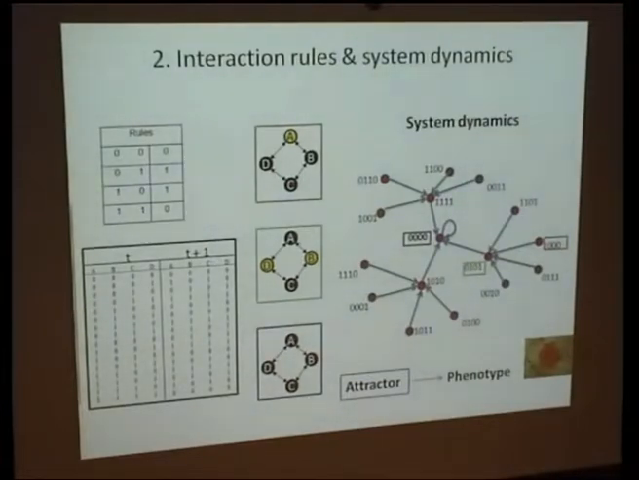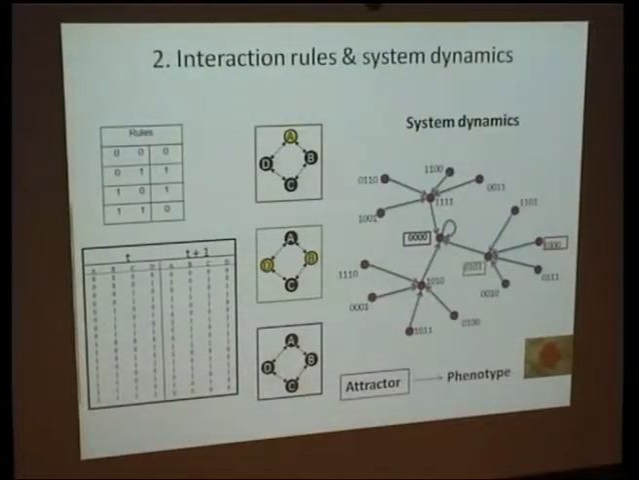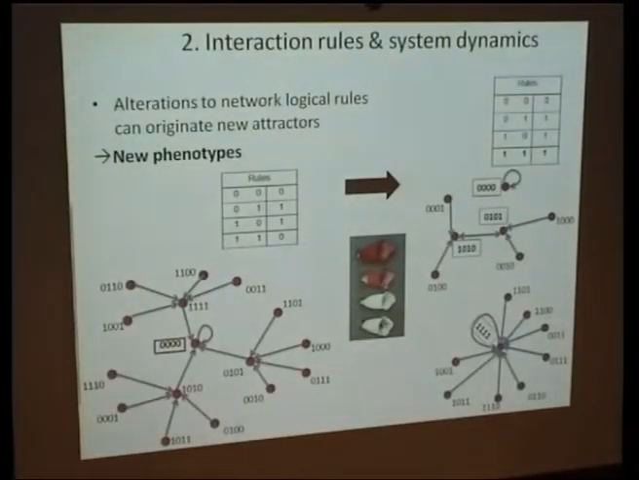By this, you can build the system dynamics, which in this case is represented by this diagram that also resembles a network. If at the start you have this gene on, the system dynamics tells you that it will tend to go to this other state with this other collection of genes on, and eventually it will be in this other state in which all the genes are off. If you do this for each of the configurations of the network, all of them will converge to this point, which is the attractor. And the attractor, as I told you, in this case is a phenotype. You can modify the rules, and alterations to these rules can originate new attractors.